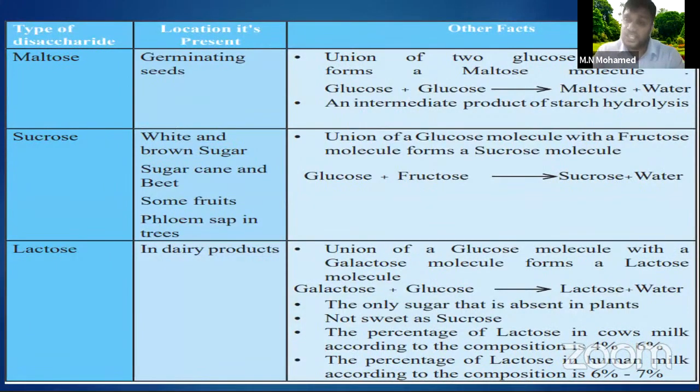There are three types of disaccharide. Number one is maltose. What is maltose? Maltose forms from the combination of two glucose molecules. Glucose plus glucose forms maltose.